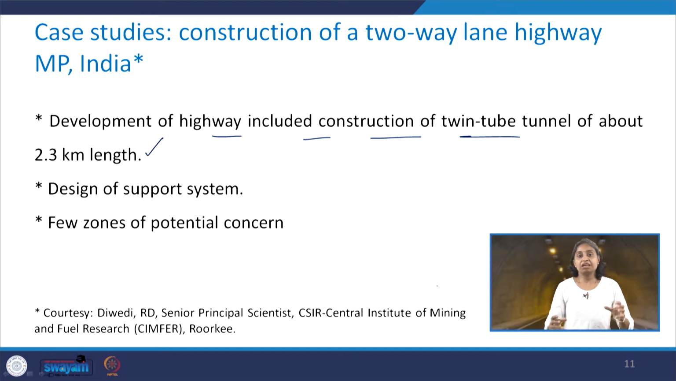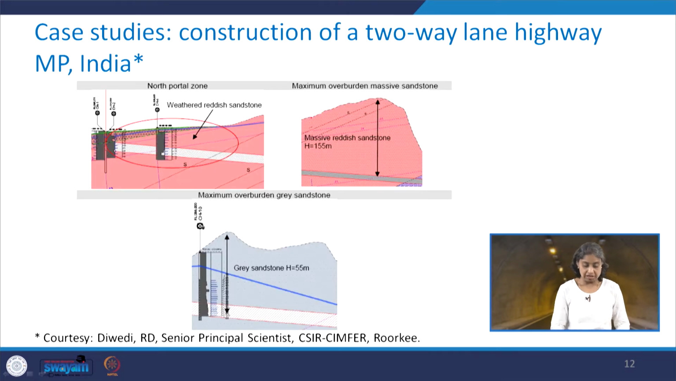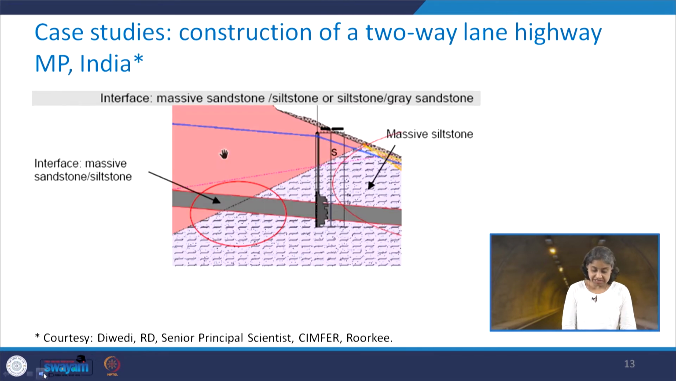What the team did was the design of the support system, and they observed that there were few zones of potential concern. The strata was composed of the weathered reddish sandstone, and you can see the overburden also, and the grey sandstone, and this has been summarized in the next slide in the form of a table.